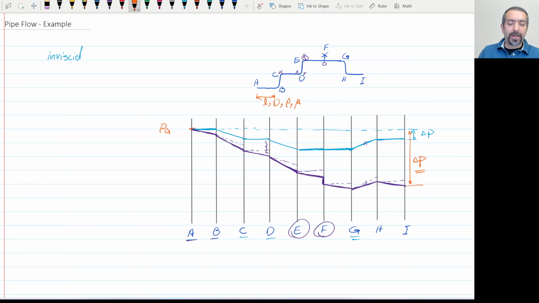Maybe we can move the valve or do something about it such that it becomes more efficient. And particularly, this is interesting to pay attention to, that at the valve or a bend or a T, we definitely have a sudden pressure drop.